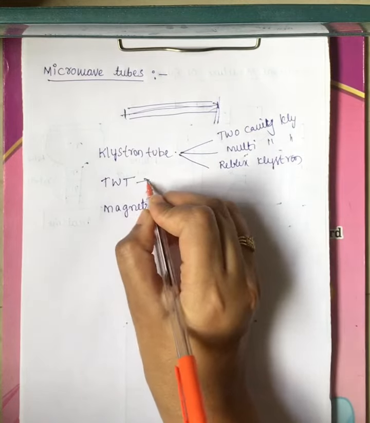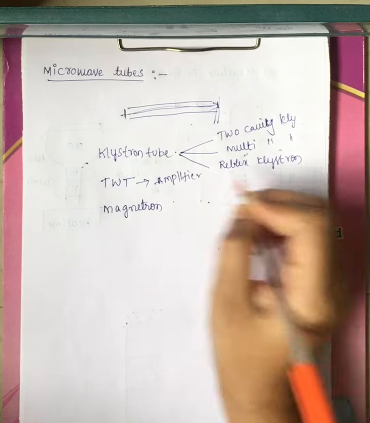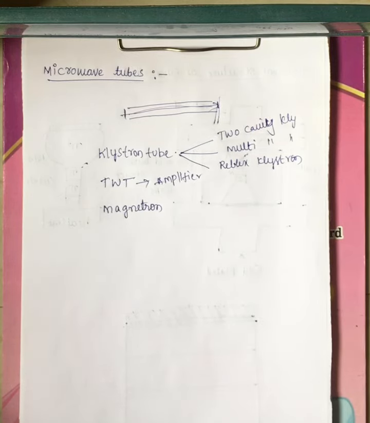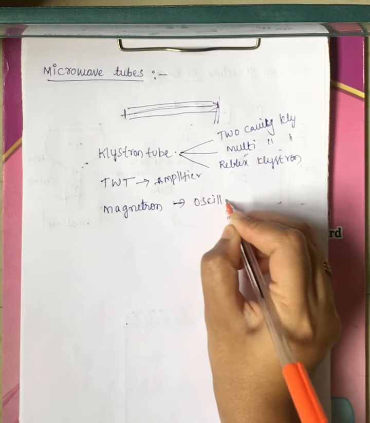And TWT is an amplifier. It will amplify the signal, right? Whatever signal we want to amplify is given as input, and that signal gets amplified and collected at your anode cavity. And magnetron is an oscillator.